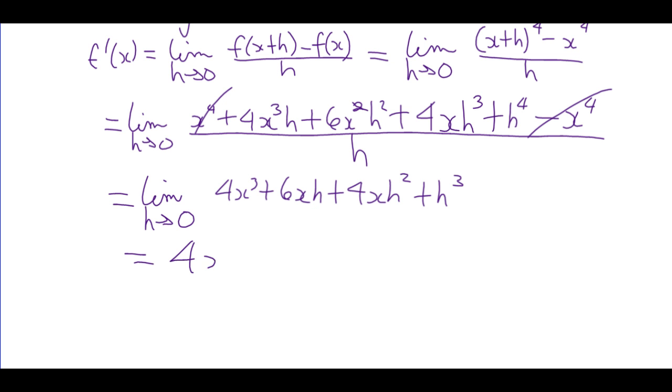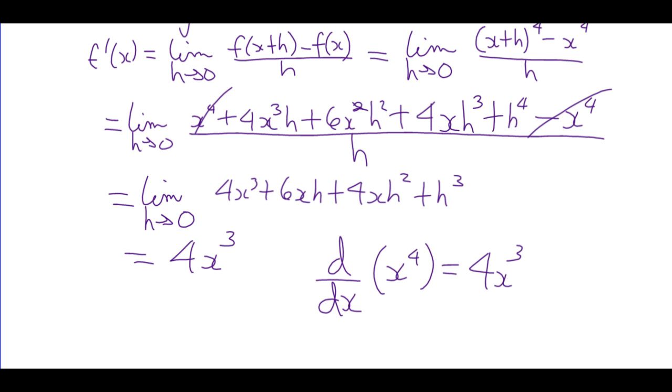We're just left with 4x cubed, right? So we can say, d by dx, I'm going to throw in notation here, of x to the 4th is equal to 4x cubed. Is there a pattern there or something?